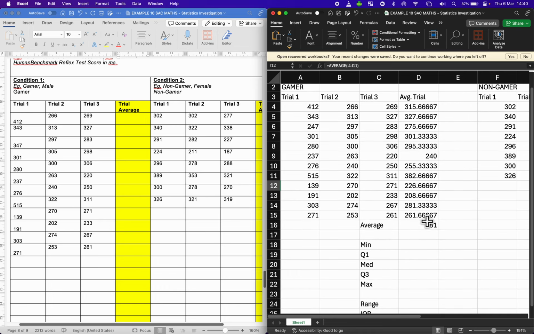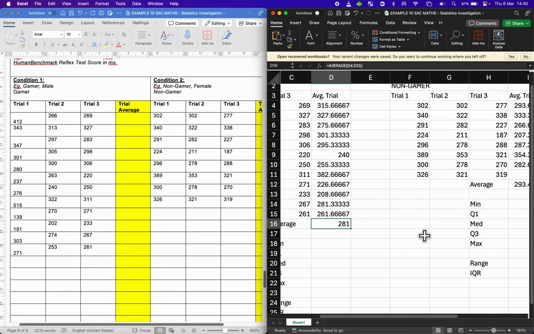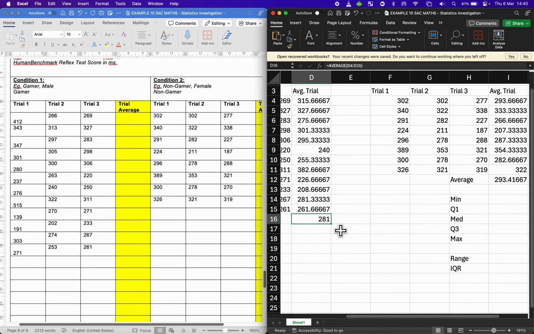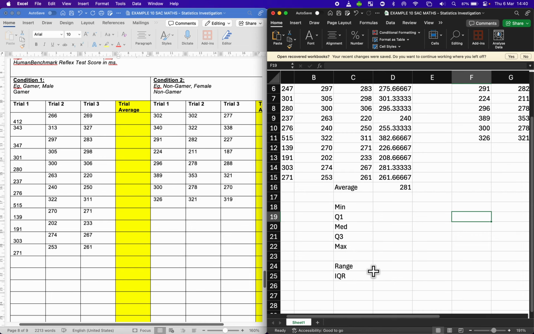The average score for the gamers is 281, which agrees with my hypothesis. The gamers have a slightly faster reflex score. Now, I taught you the 5-number summary, and I taught you the measures of spread. Okay?